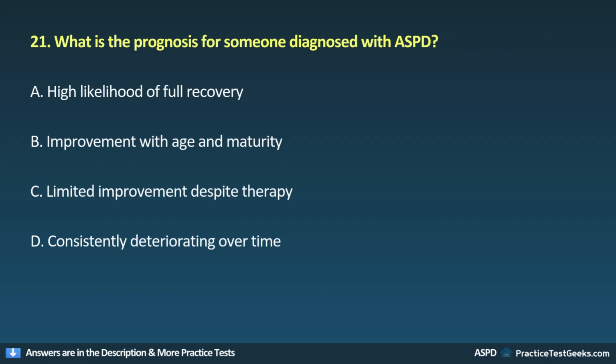21. What is the prognosis for someone diagnosed with ASPD? A. High likelihood of full recovery. B. Improvement with age and maturity. C. Limited improvement despite therapy. D. Consistently deteriorating over time.